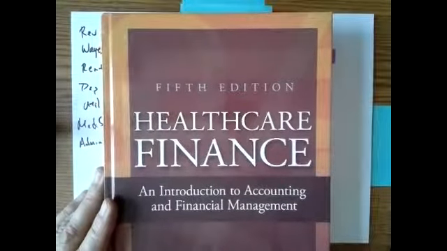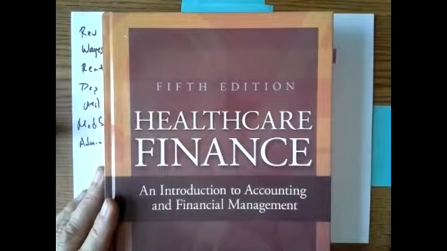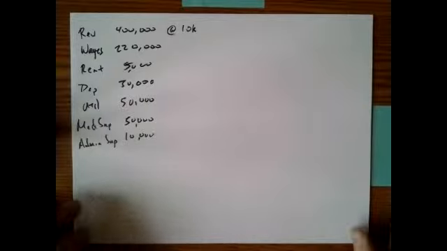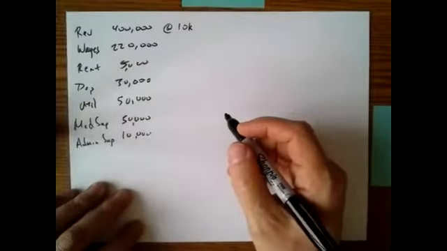This video will deal with problem 5.5 from Gapenski's Healthcare Finance 5th edition. 5.5 starts with giving us some information about an urgent walk-in care clinic that we're thinking about starting. We're assuming 10,000 visits, and so first we can calculate what our revenue per visit is going to be.